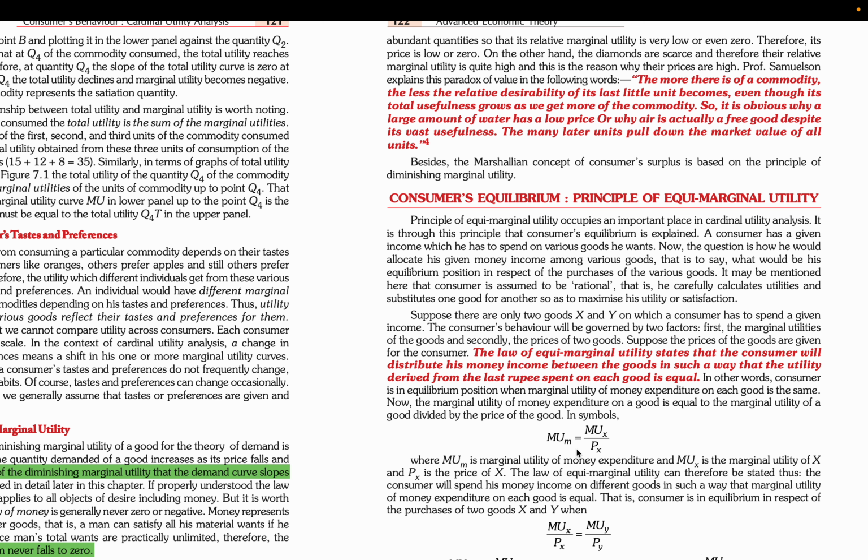Professor Samuelson explains this paradox of value in the following words: the more there is of a commodity, the less the relative desirability of its last little unit becomes, basically the marginal utility. All this basically just means marginal utility, even though total usefulness grows as we get more of that commodity, total utility. So it is obvious why a large amount of water has a low price, or why air is actually a free good despite its vast usefulness. The many later units pull down the market value of all goods.